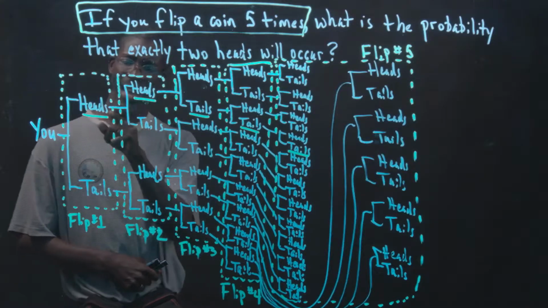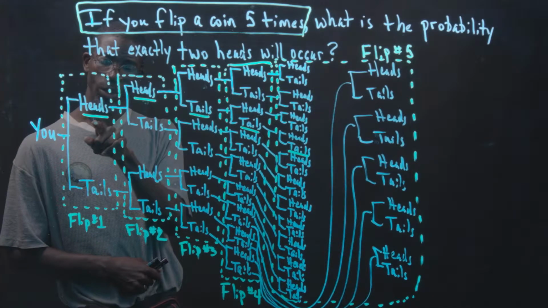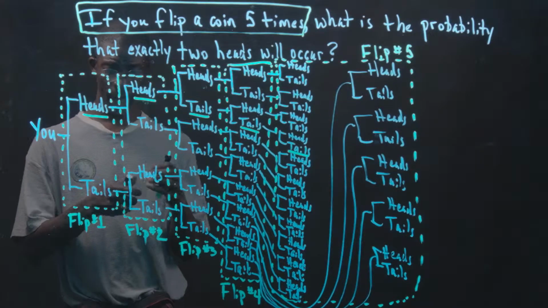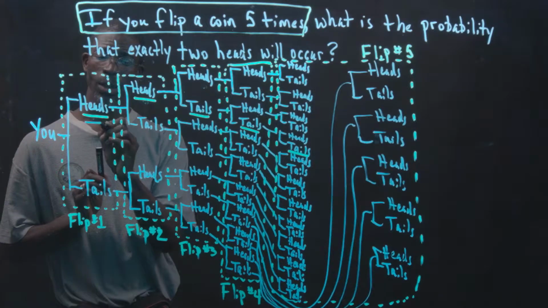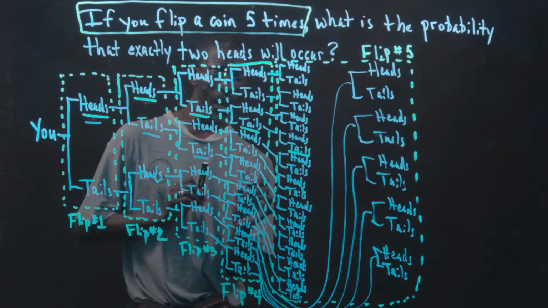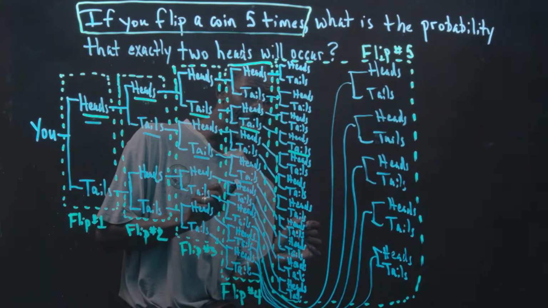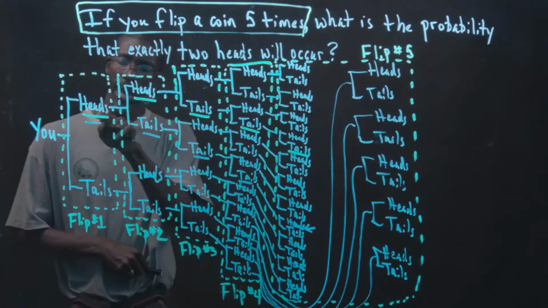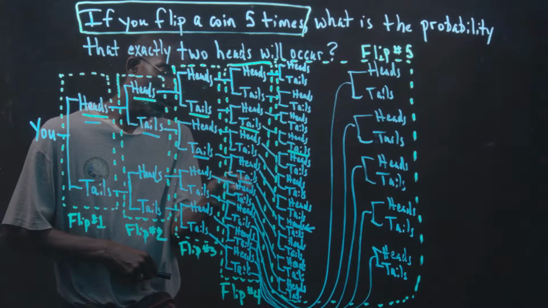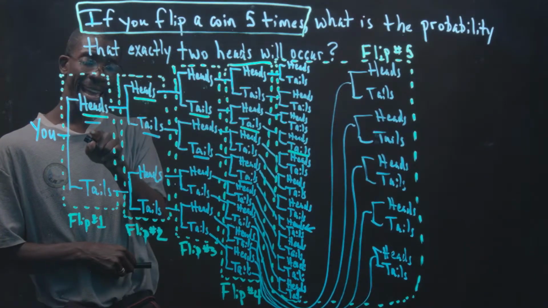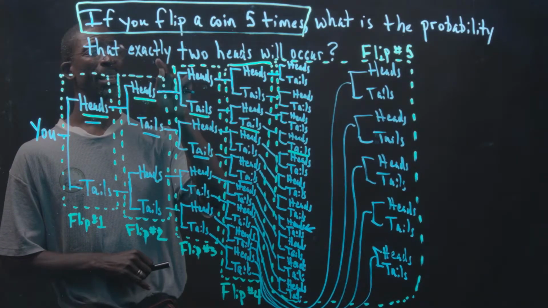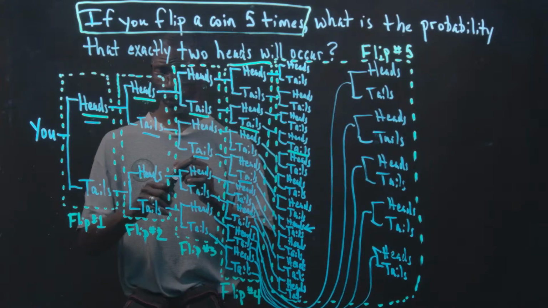Here's another option that works. I can have a flip of heads on the first, tails on the second. I'll change colors here. I can have heads on the first, tails on the second, tails on the third, tails on the fourth, and then I can get to a heads on the 5th. That means in my sequence of 5 flips, flip 1, flip 2, flip 3, flip 4, flip 5, I have a heads, tails, tails, tails, heads. I only have 2 heads, which exactly identifies and matches the requirement here.